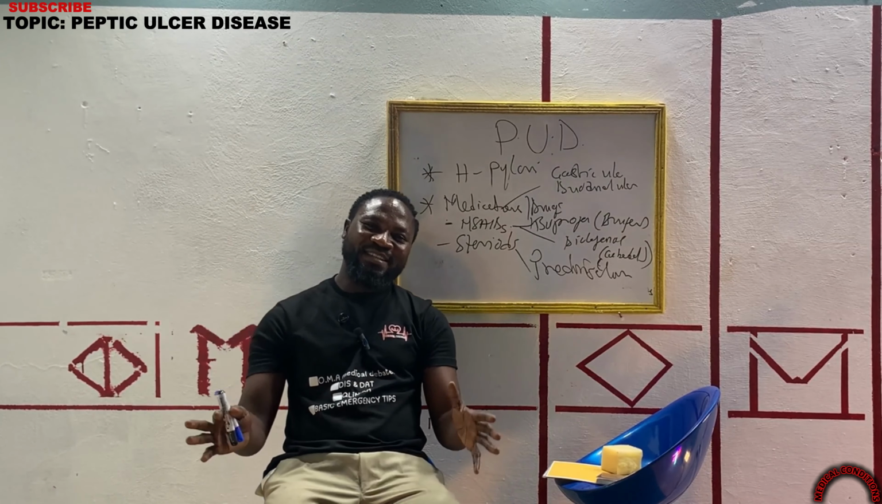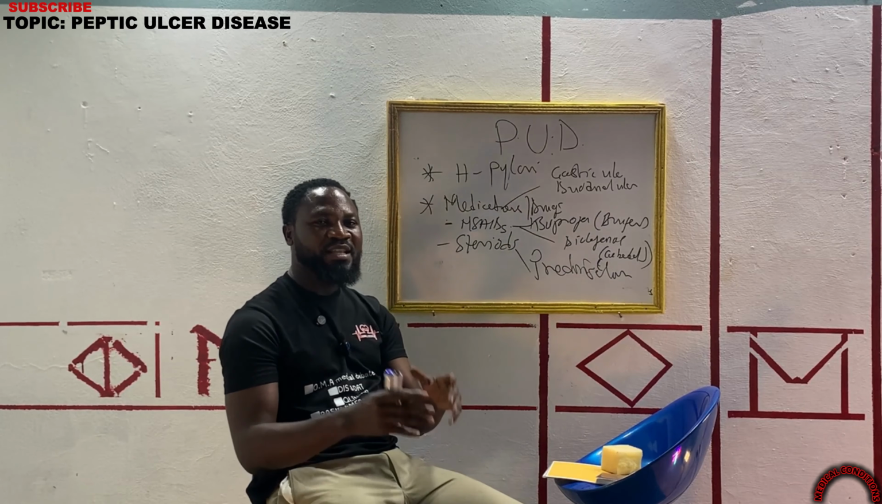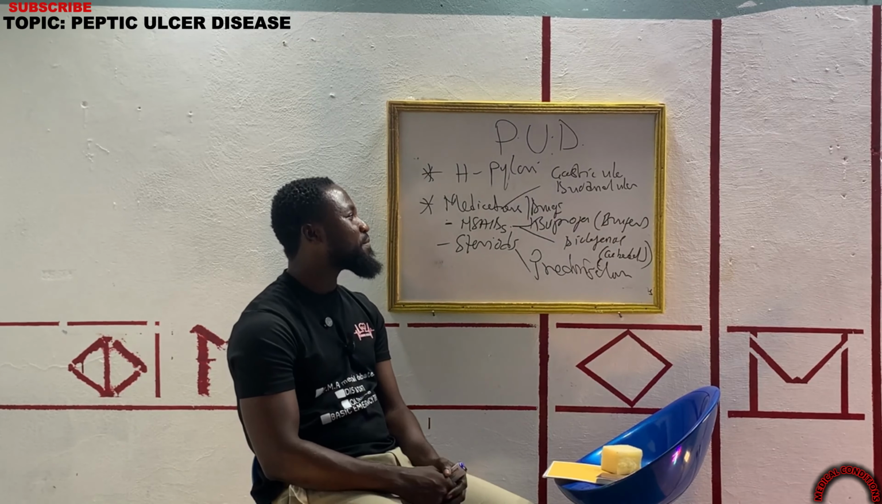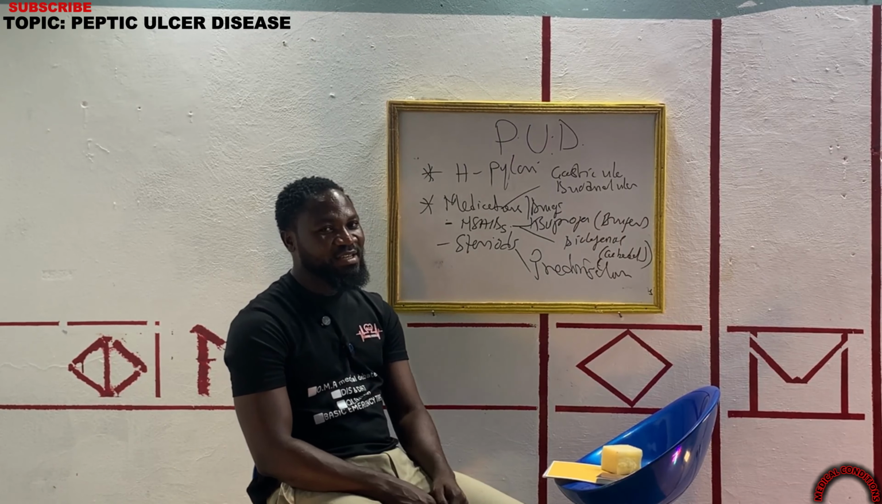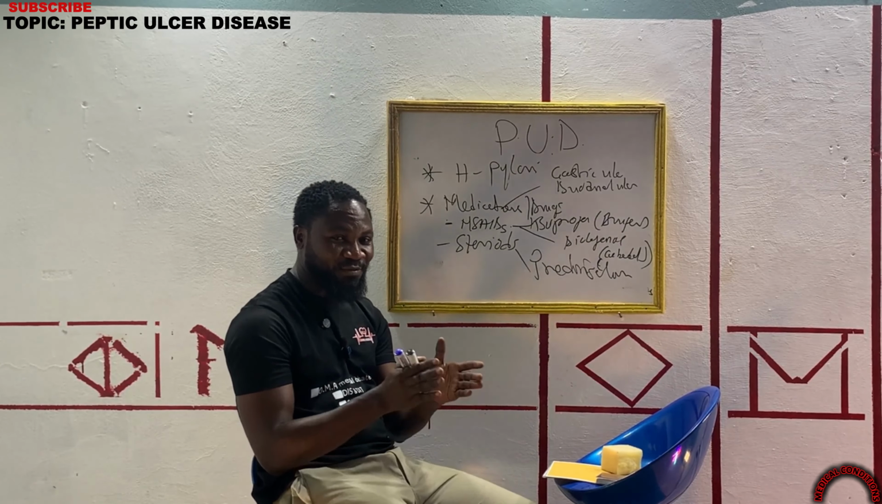All right, so that's basically it. Stay away from painkiller abuse. Stay away from steroid abuse. Try to eat well, eat on time, and then try not to eat contaminated food. That's all for peptic ulcer disease for today.